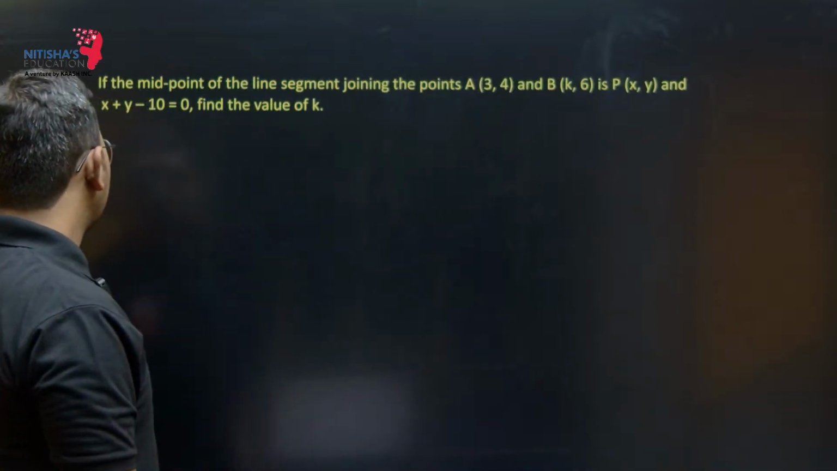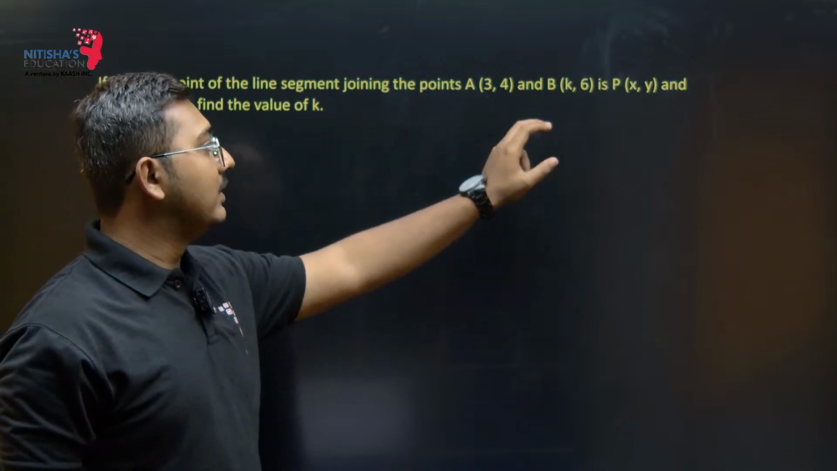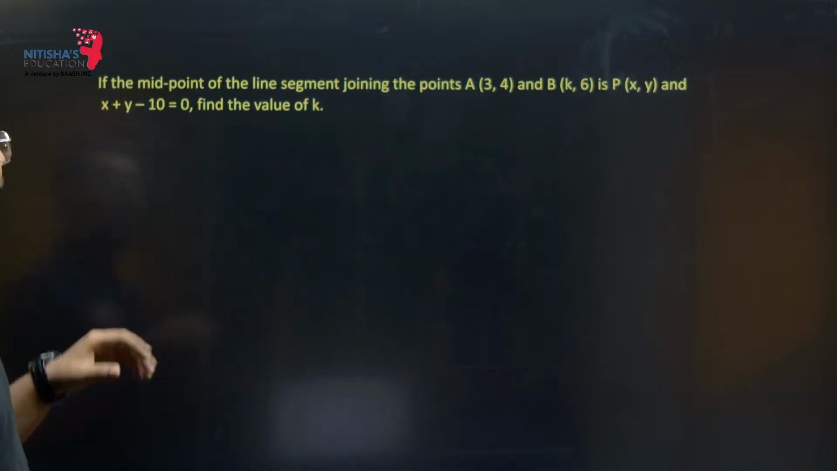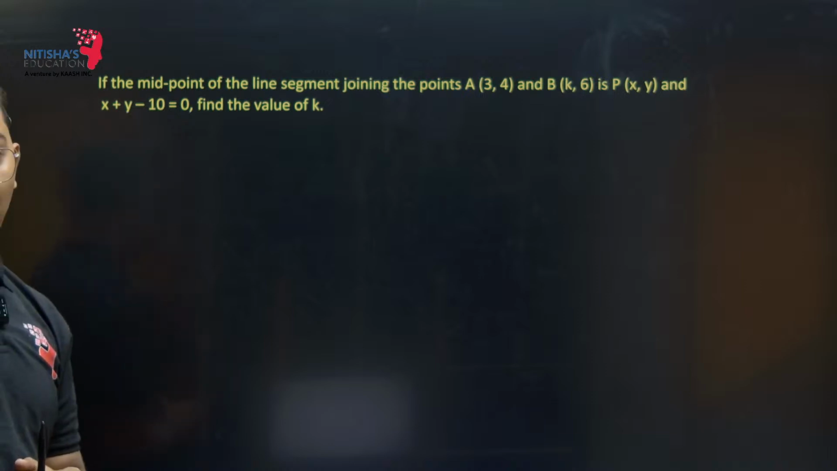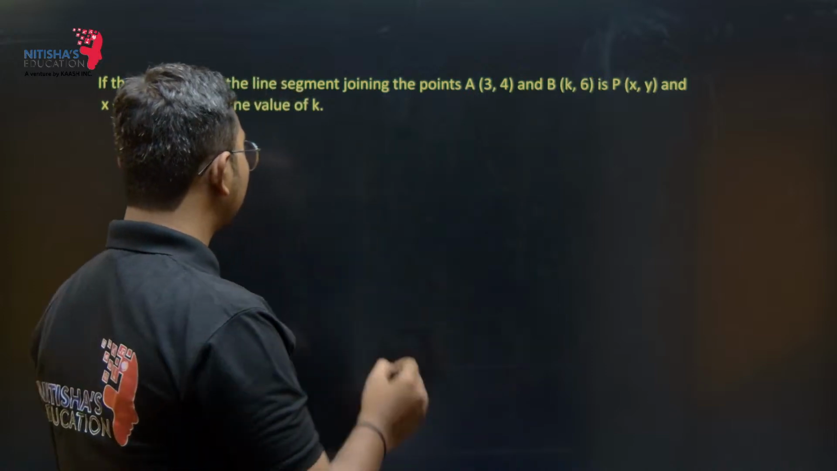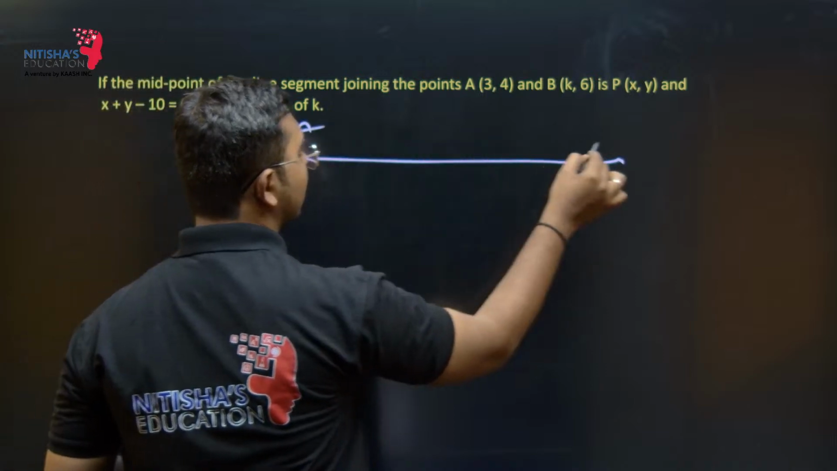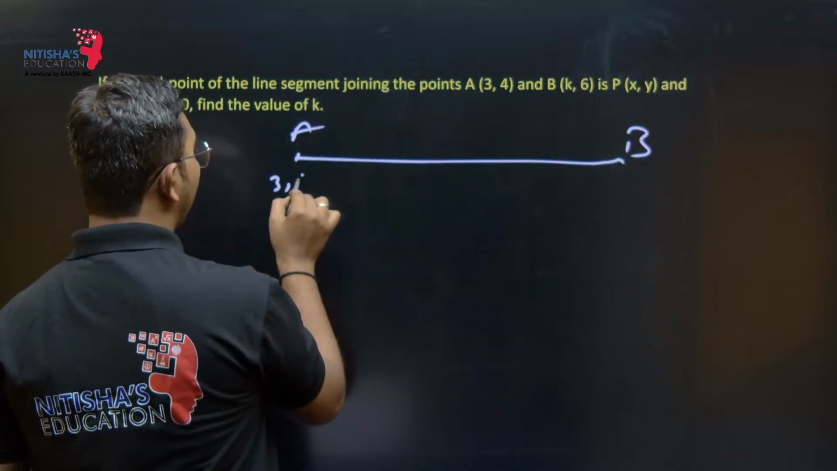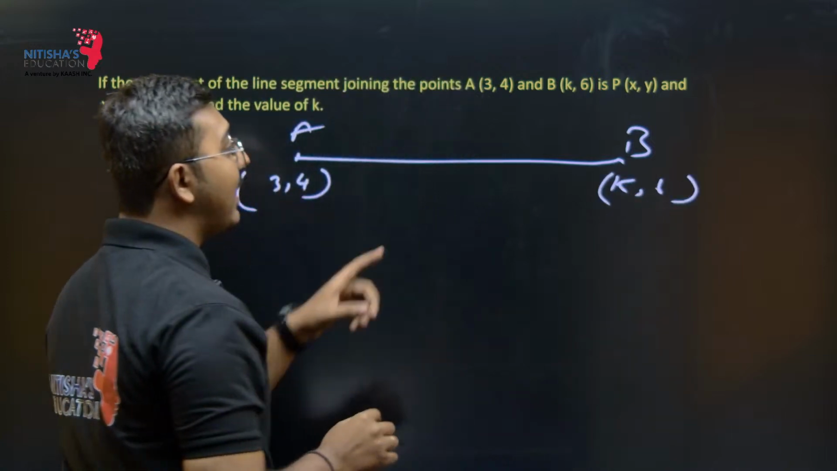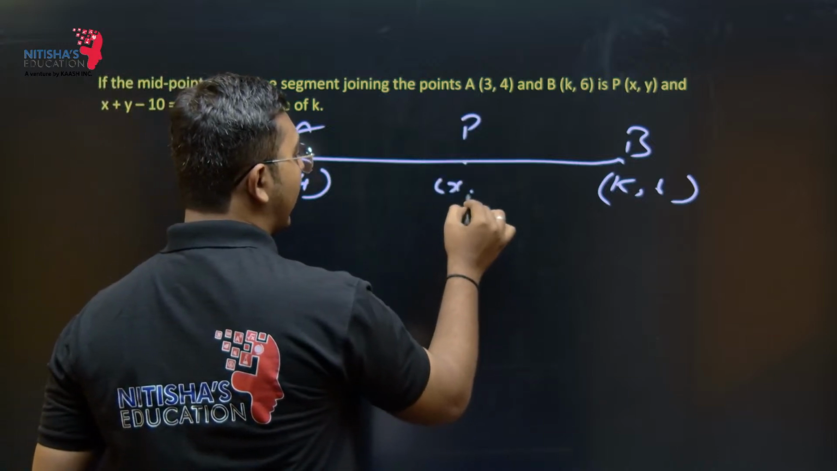Now the next question: if the midpoint of the line segment joining the points this and this is P, and x plus y minus 10 is equal to 0, find the value of K. What is given to us? That there is a line segment AB, with A and B being 3 comma 4 and K comma 6, and x comma y is the midpoint. So here you will consider P, x comma y.